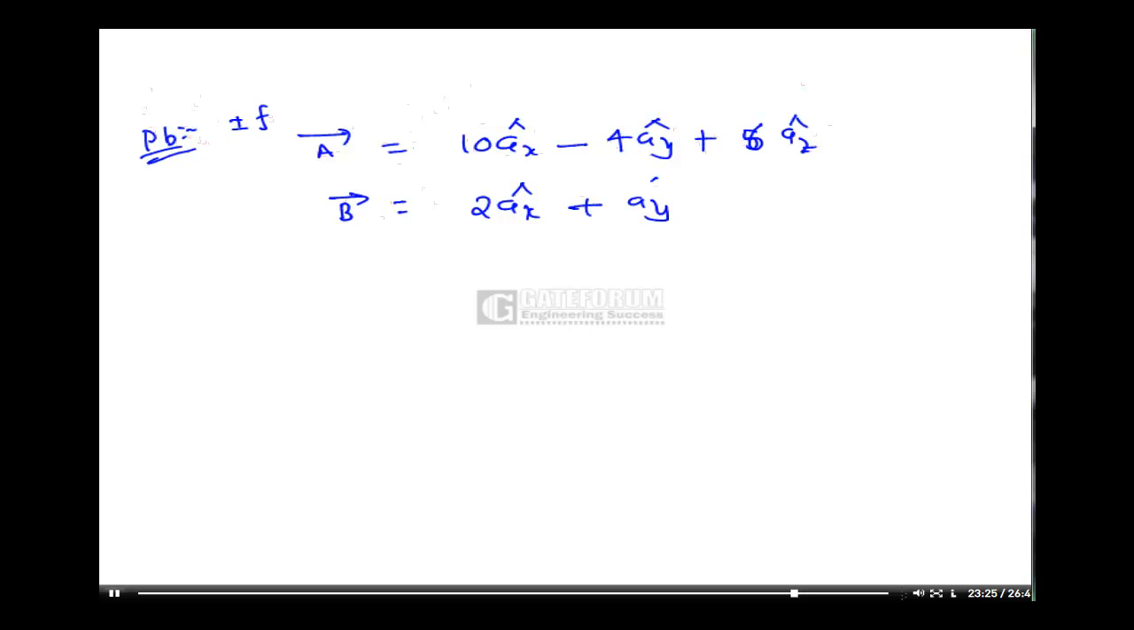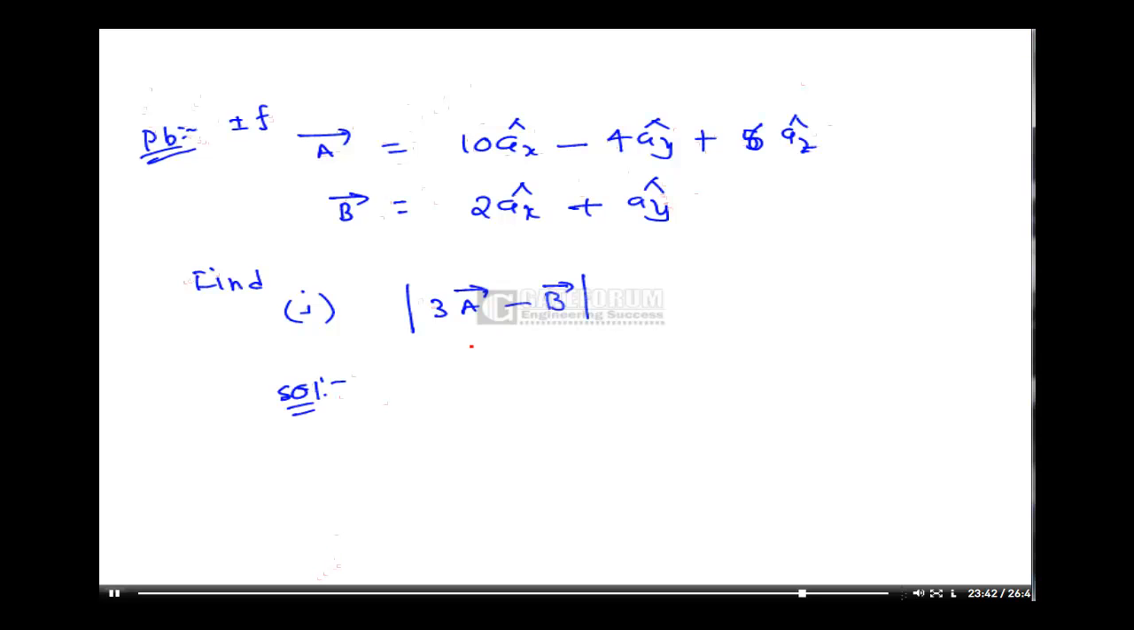Next, we will work out a problem. Suppose A bar is equal to 10AX minus 4AY plus 6AZ and B bar is equal to 2AX plus AY. Find, first, the magnitude of 3A bar minus B bar.